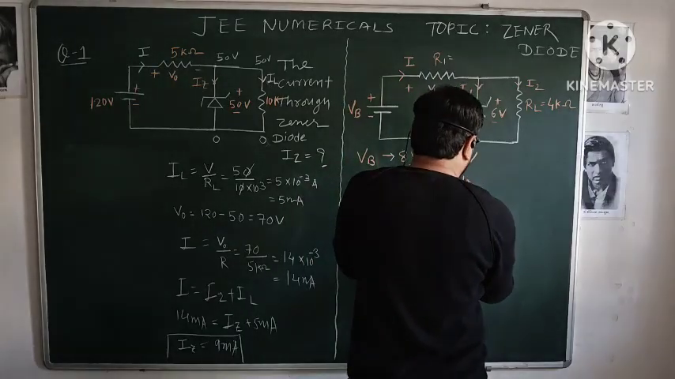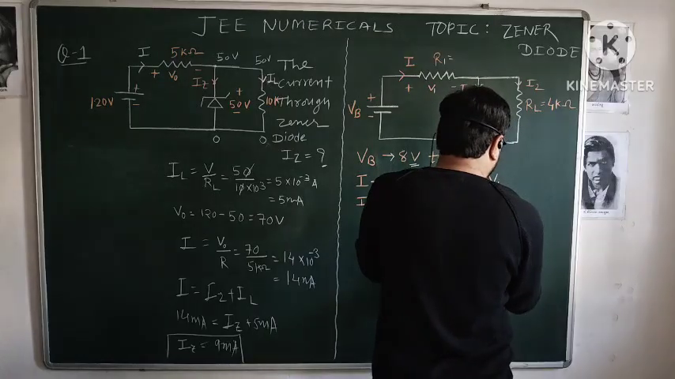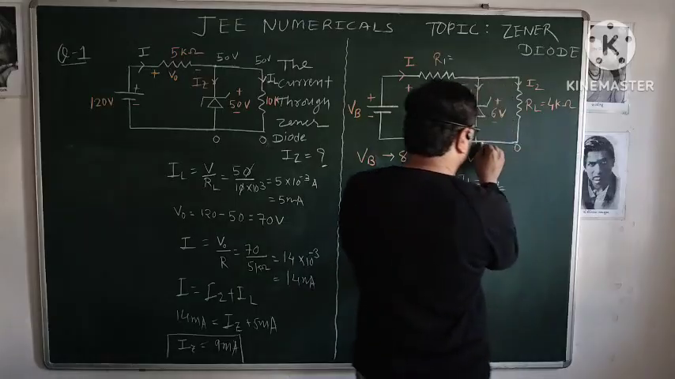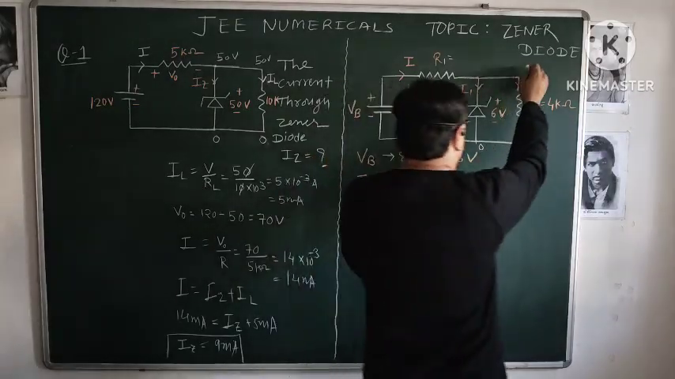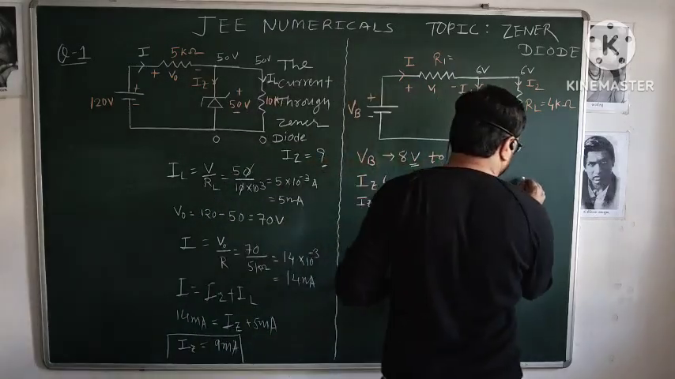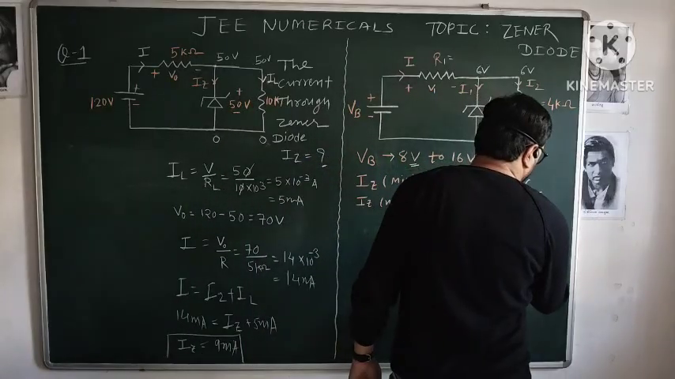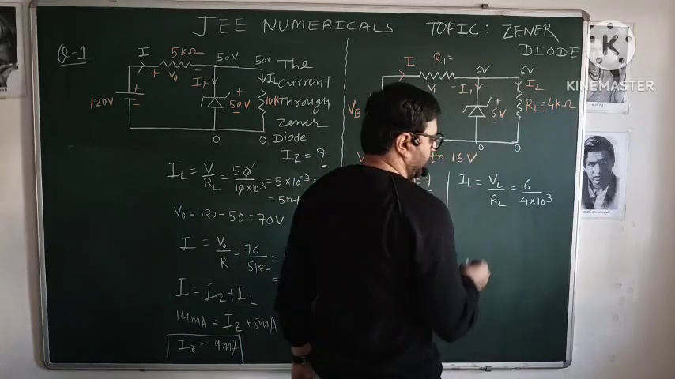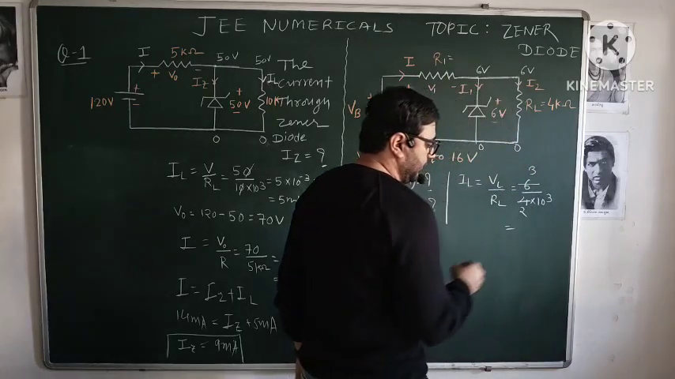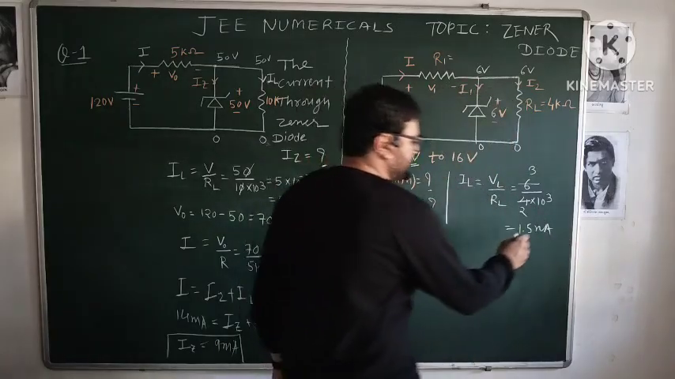So IL is equal to VL upon RL. Here VL is 6 volt. Here is 0 ground voltage and here is 6 volt, here is also 6 volt. So VL is 6 volt. Now RL is given, 4 kilo ohm. So here it will cancel, 6 by 4 is 3 by 2, that is 1.5. So 1.5 milliampere.